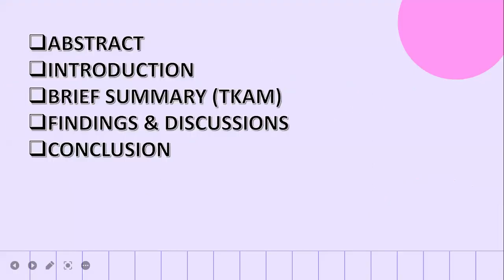So, this presentation will explore the five important things we have. First one, abstract. Second is introduction. Number three is the brief summary of the novel To Kill a Mockingbird. Number four is findings and discussions. And number five, which is the last one, is conclusions. Let's now come to the introduction.